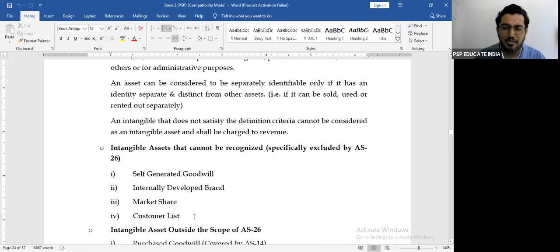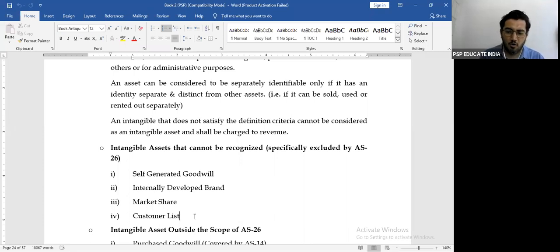So quickly, 4 points which are specifically excluded by AS-26. ये intangible asset हो ही नहीं सकते. First is self-generated goodwill. Second is internally developed brand. Third is market share, and the fourth one is your customer list.